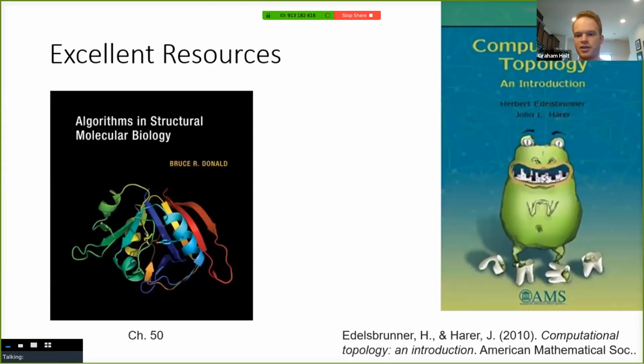Okay, and I'll also mention that if you're interested in learning more about computational topology, in addition to the ASMB chapter 50, which is excellent, Herbert Edelsbrunner has a really great book with a really great cover that I found really useful when putting this together and learning about this topic. So highly recommend.